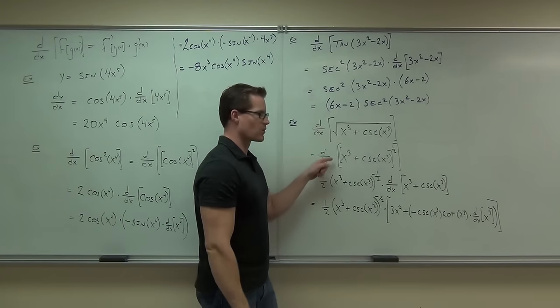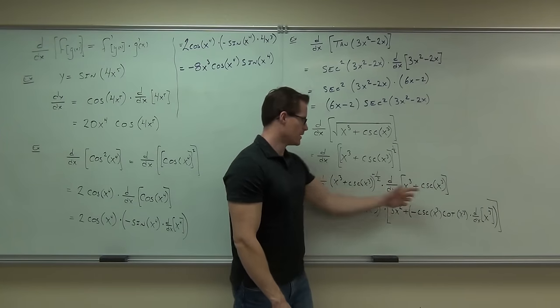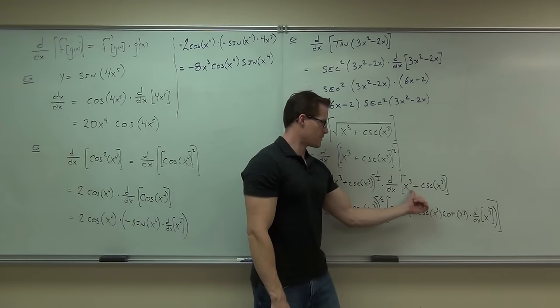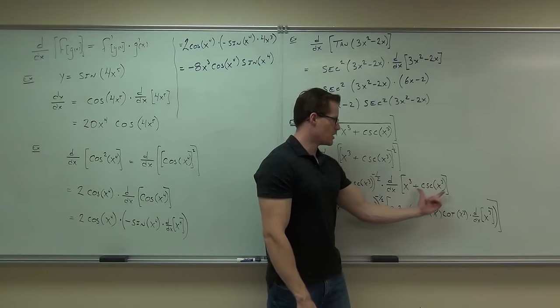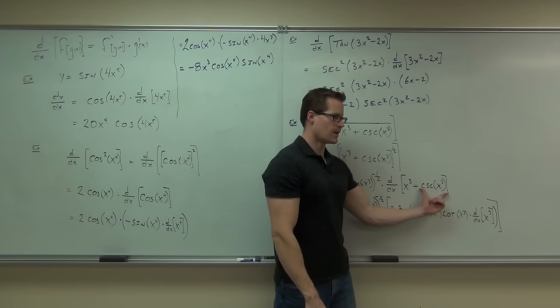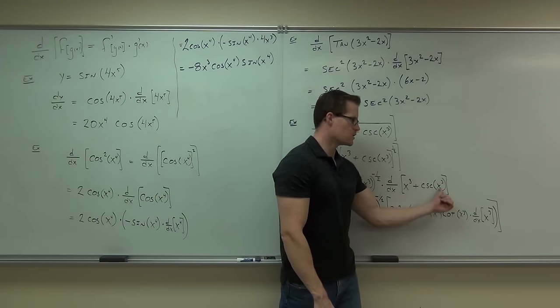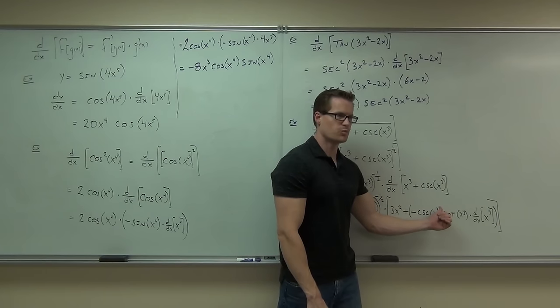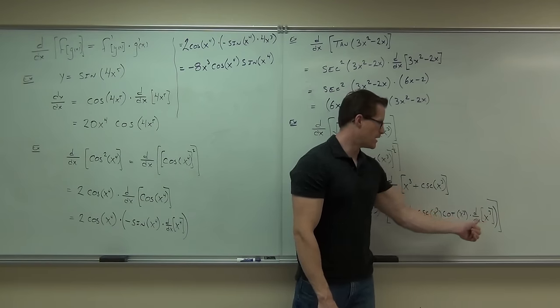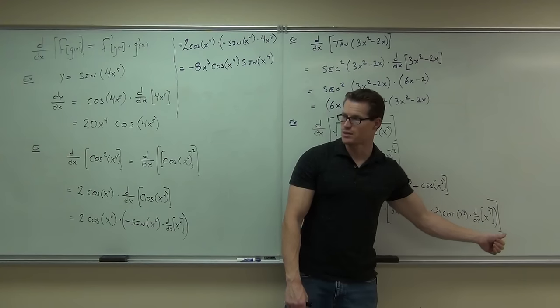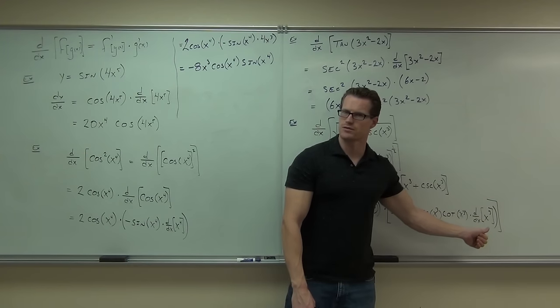Because here, well, general power rule, sure, we got that down. Calculus is done. Here, the derivative of this one is very easy, 3x squared. The derivative of this one, that's chain rule. This is negative cosecant cotangent. You do not change the inside. You multiply by the derivative of the inside. That's going to be 3x squared. That's where we're getting 3x squared. Are you with me on this so far?